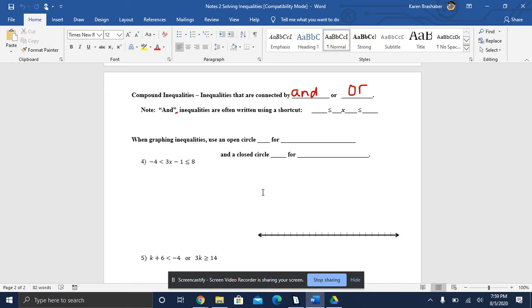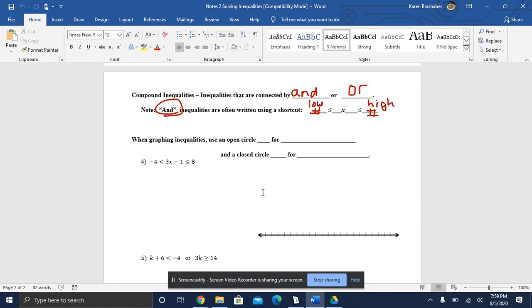Sometimes the and inequalities don't show the word and, but rather use a shortcut where you have three sections. You'll notice that you'll have an inequality symbol and then an X and then another inequality symbol. And you'll have your low number on the left and your high number on the right with X trapped in the middle. And that's what we actually have in your first example, as you'll see.